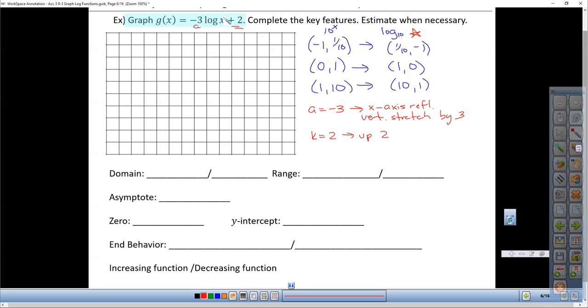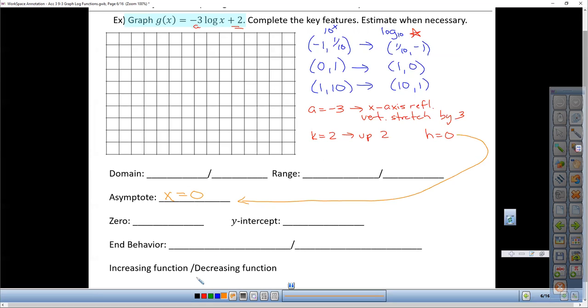Our h value here, since there is nothing inside parentheses that is added or subtracted from the x, is 0. And that tells us that our vertical asymptote, x equals 0, the y-axis, is not going to move this time. It's going to stay exactly where it is. So this allows us to do our asymptote, which will be x equals 0, our y-axis.